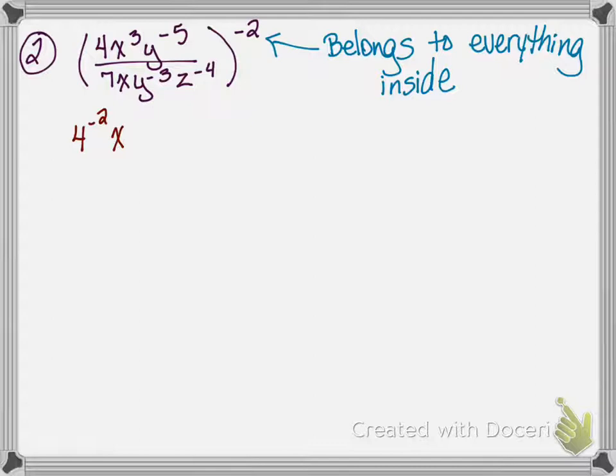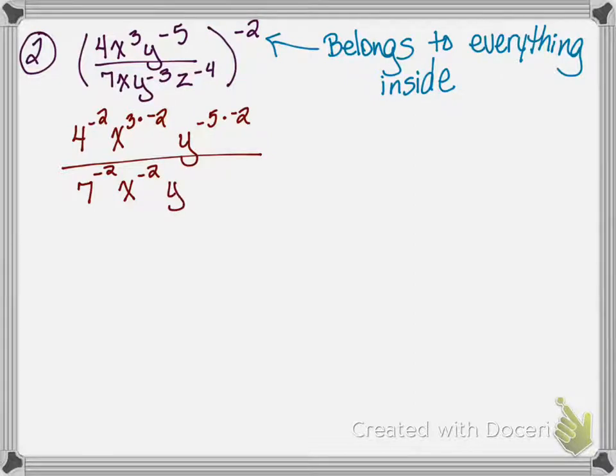x to the third times the negative 2 power, because a power to a power, we multiply, y to the negative fifth times the negative 2 power, then I have 7 to the negative 2 power, x to the negative 2 power, y to the negative 3 times negative 2 power, and z to the negative 4 times negative 2 power.